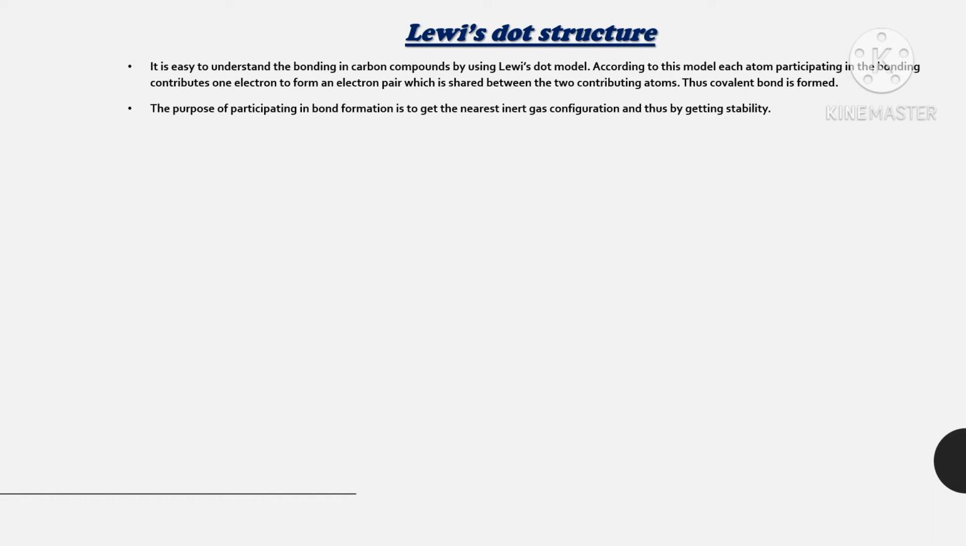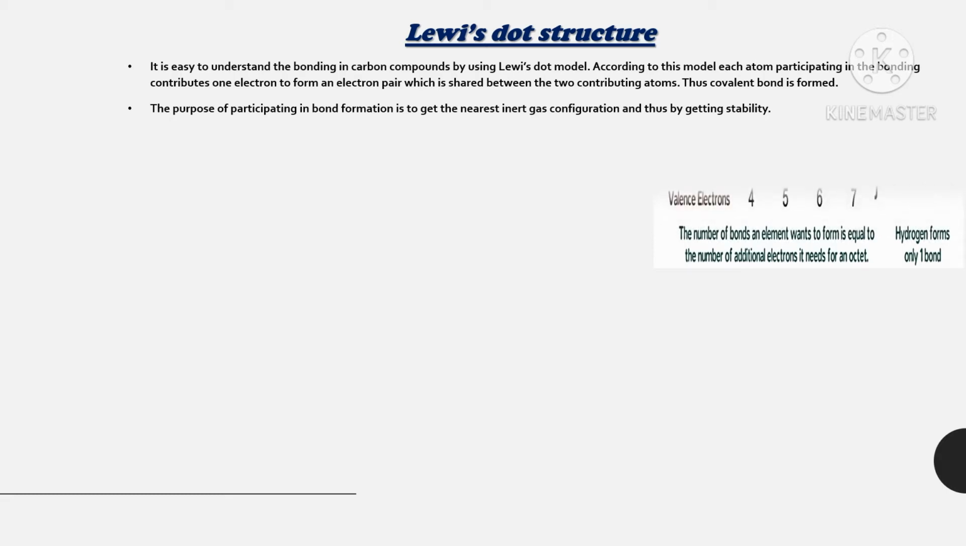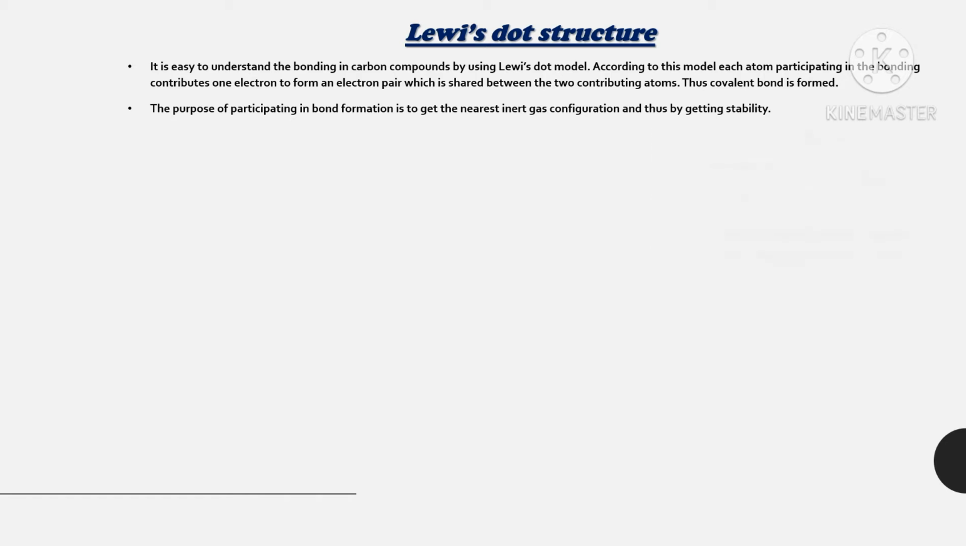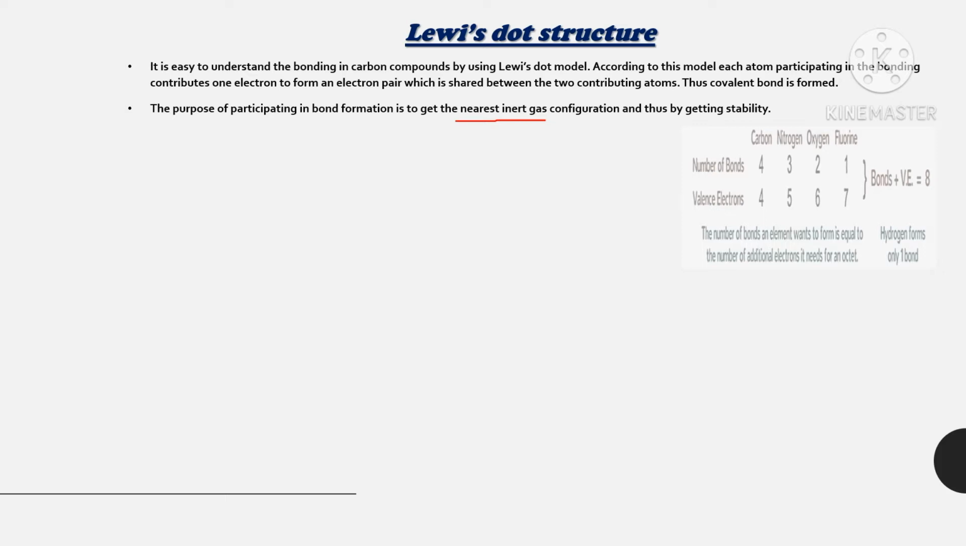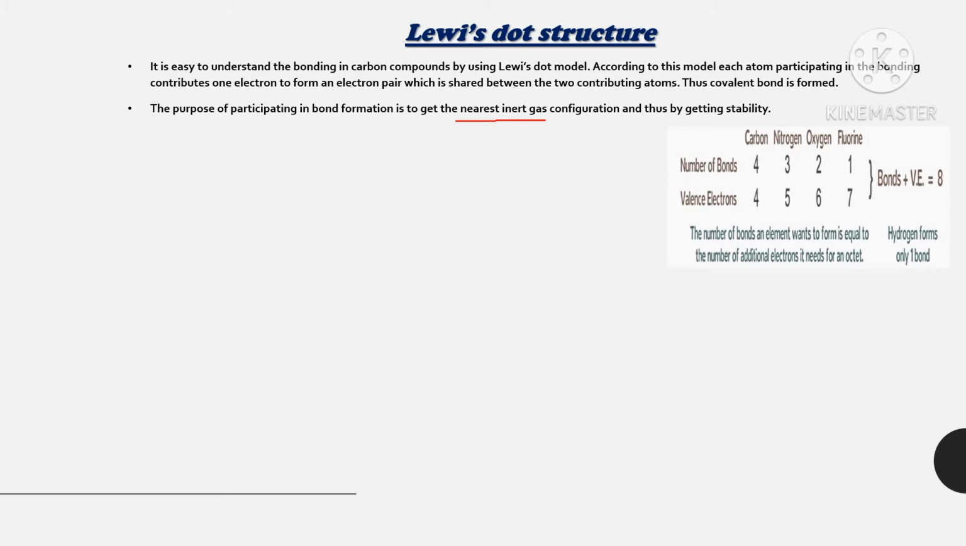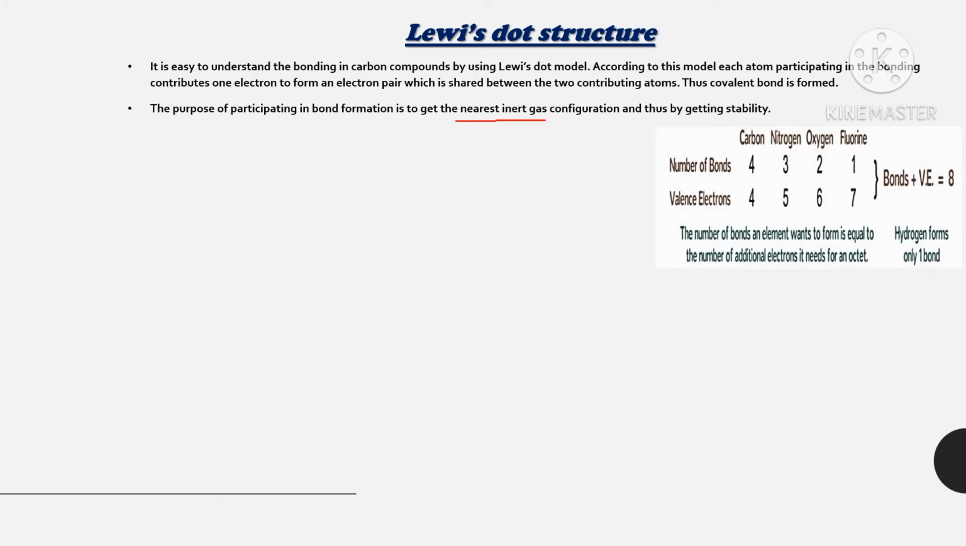In this structure, two atoms participate in the formation of a bond by the sharing of one pair of electrons. They form a covalent bond. Why are these atoms participating in bond formation? Because they want to get inert gas configuration. If they get inert gas configuration, that atom will get stability. Each and every atom tries to get stability. That is the reason these atoms participate in bond formation.